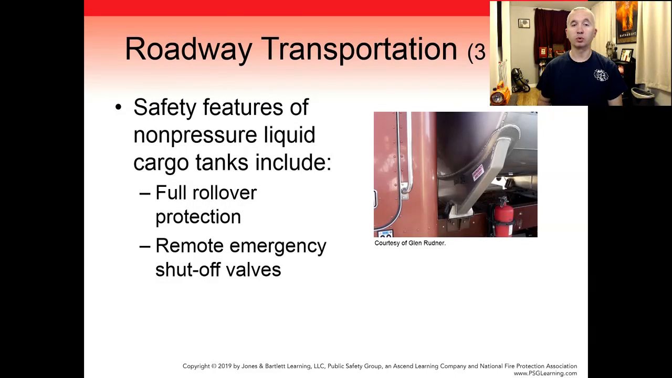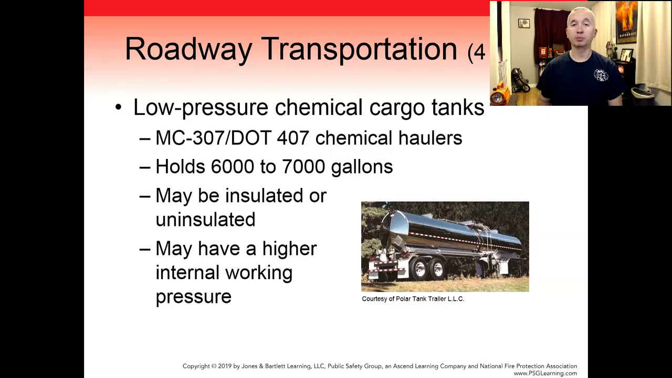Their safety features will include rollover protection and remote emergency shutoff valves as well. Low pressure chemical cargo tanks are MC307 DOT407. The characteristics of these tanks are round or horseshoe shaped tanks able to hold 6,000 to 7,000 gallons of liquid, low pressure and tractor drawn trailers, and used to transport flammable liquids, mild corrosives, and poisons.